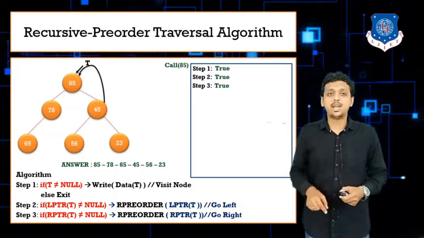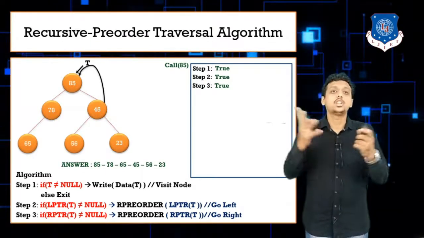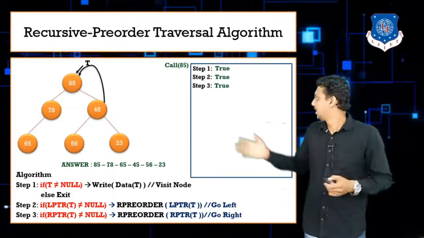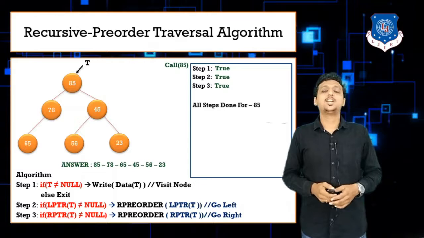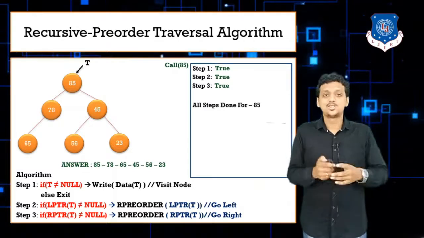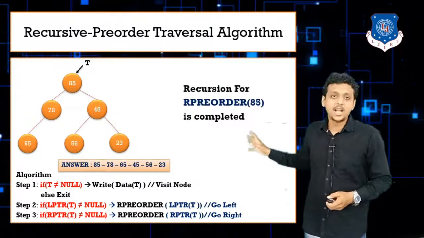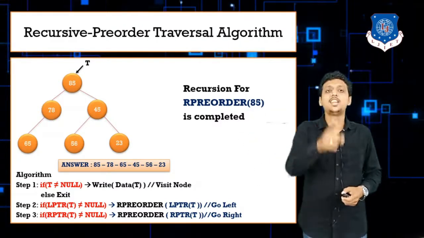Now check 85. Step number 1 finished, 2 finished, 3 finished. That means the function call is finished. It just gets popped out from the stack and all steps are done for 85. So your recursion or pre-order algorithm is completed for node 85.